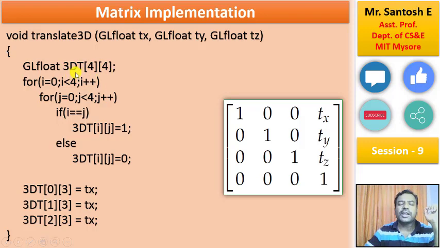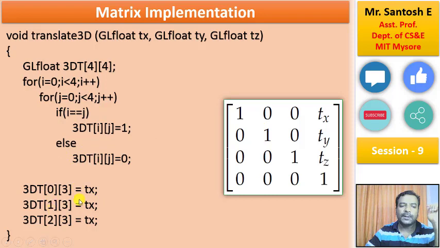So just declare a matrix of the size 4 cross 4, and initially I'm going to make all the diagonal elements 1. Inside this loop I make all the diagonal elements 1, and other than the diagonal elements I'm going to make them 0. Hence all the values are going to be 0 other than the diagonal element.